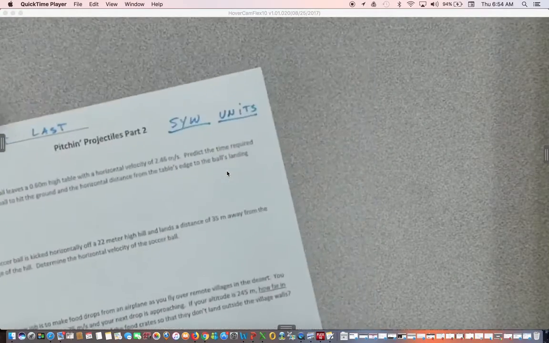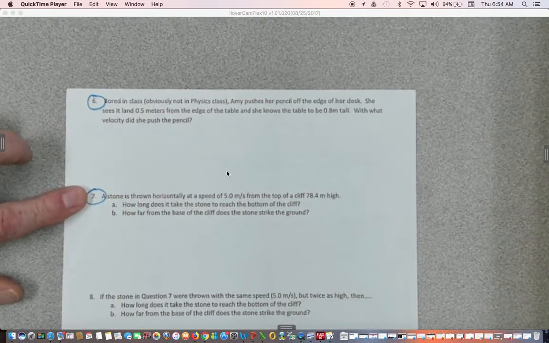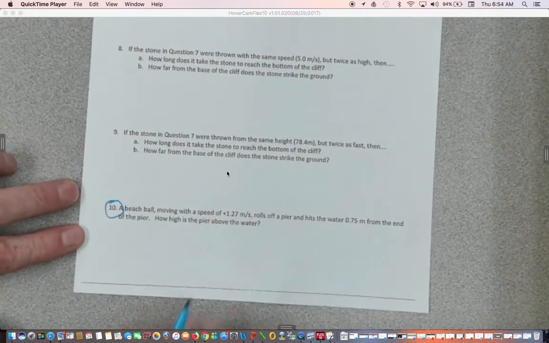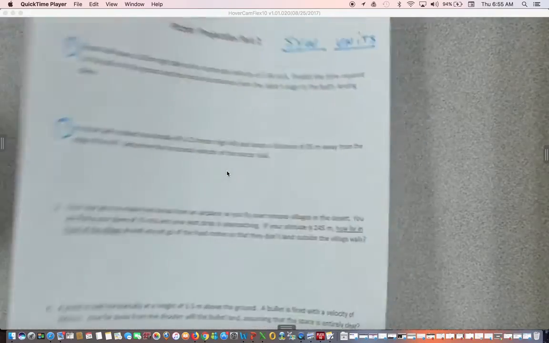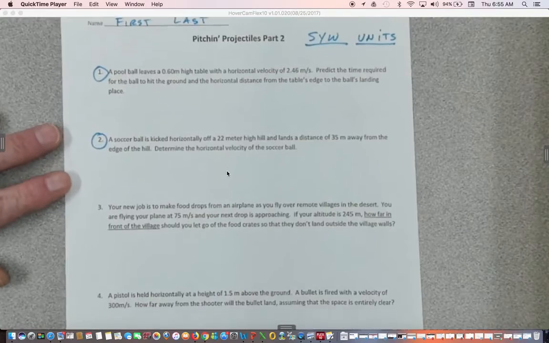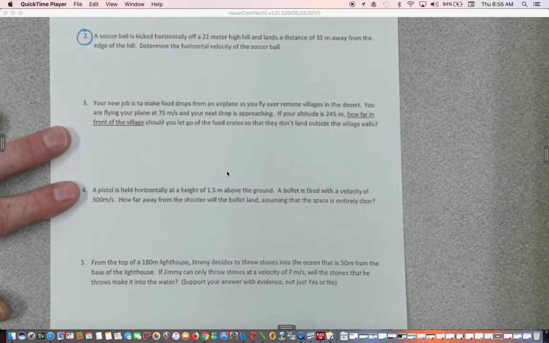Problems 1 and 2, flip the paper over. Problems 6, 7, and 10. 6, 7, 10, and 1 and 2. So let me do problem 3 to start. Whenever you do a problem, identify what you have.